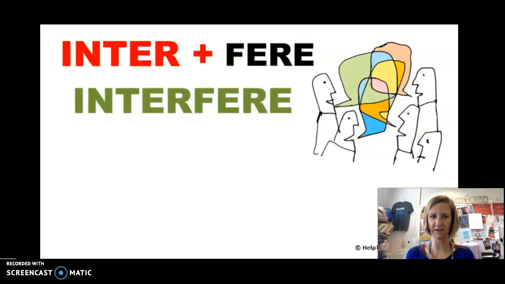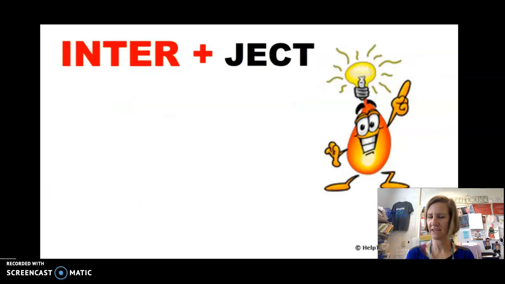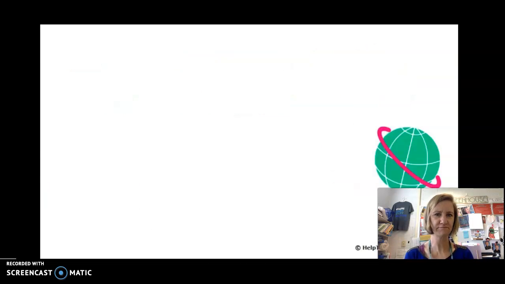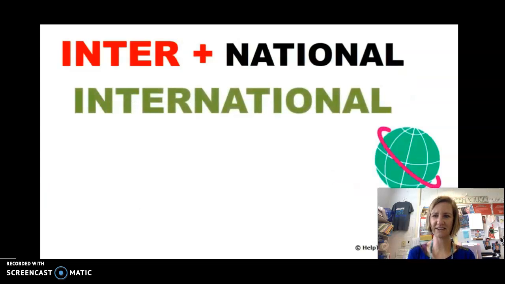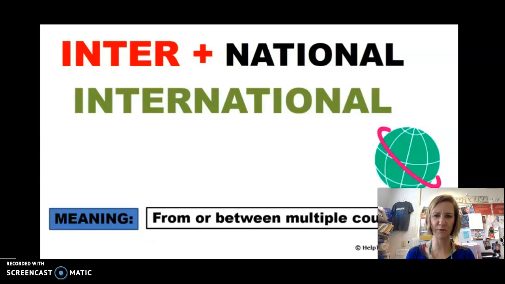Inter plus fere equals interfere, and it means coming between something or getting in the middle of something. Inter plus ject means interject. It means to insert between. Inter plus national becomes international, and it means from or between multiple countries.